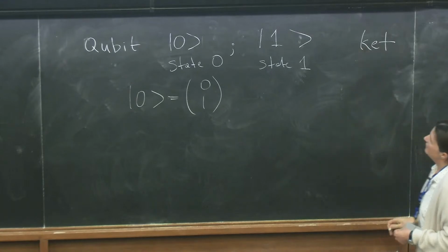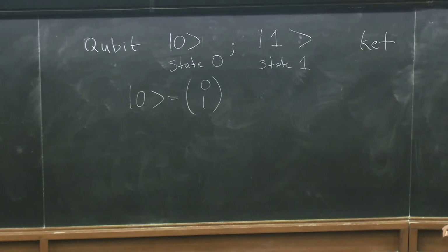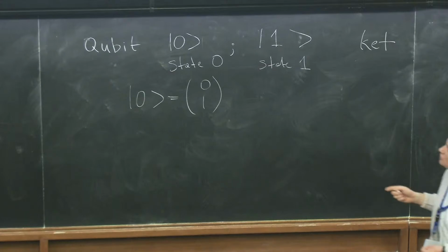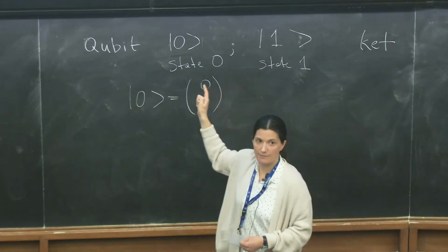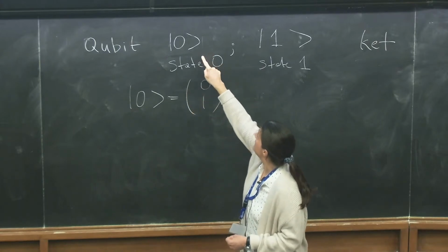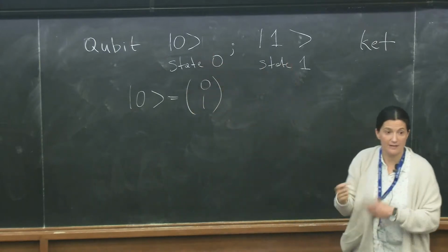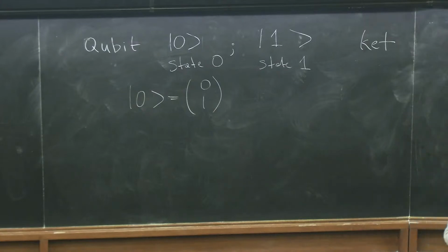Right? So ket 0 and ket 1. The thing about qubits now, which is interesting, is that a qubit is a two-state system. So it can be in state 0 and state 1 simultaneously at the same time. Okay?